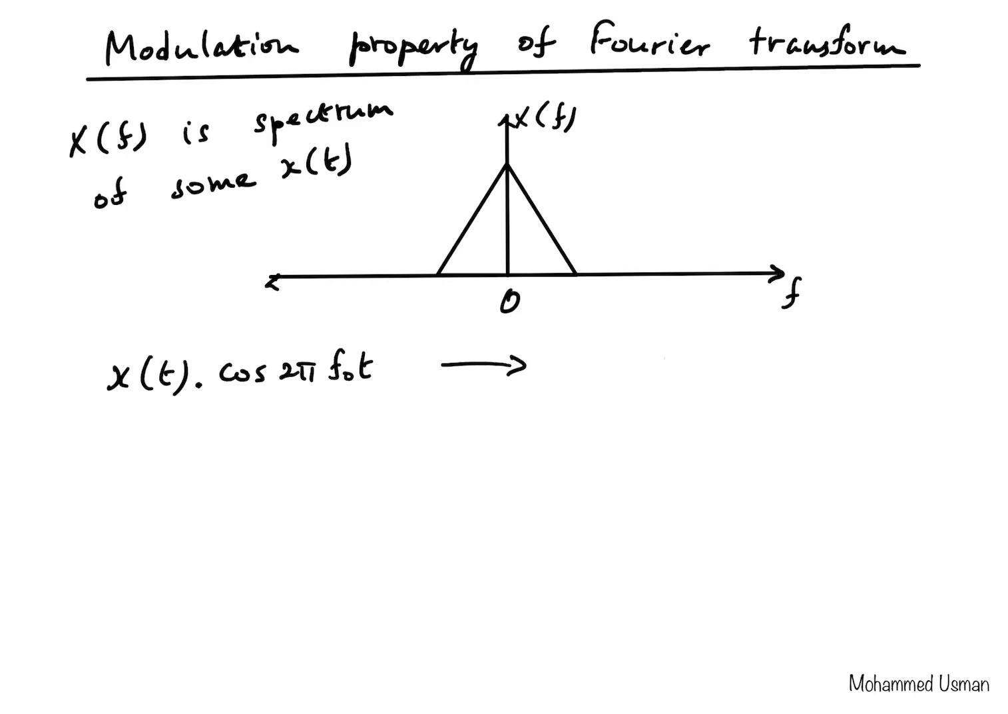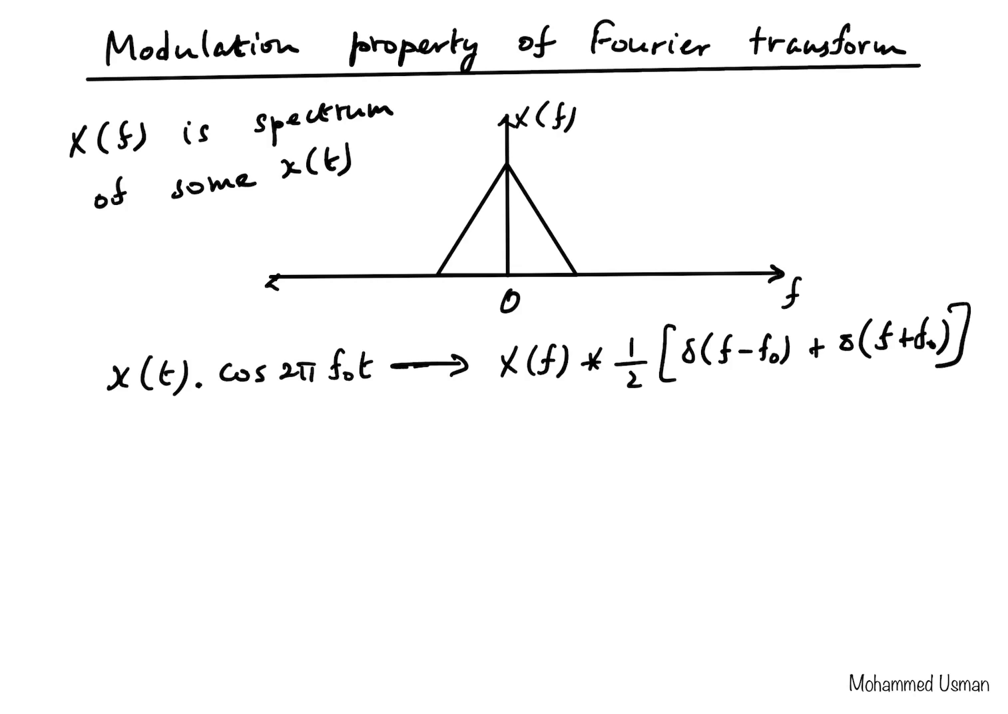So in the frequency domain, that will be the Fourier transform of x of t convolved with the Fourier transform of cosine 2 pi f naught t, which is half delta of f minus f naught plus delta of f plus f naught.